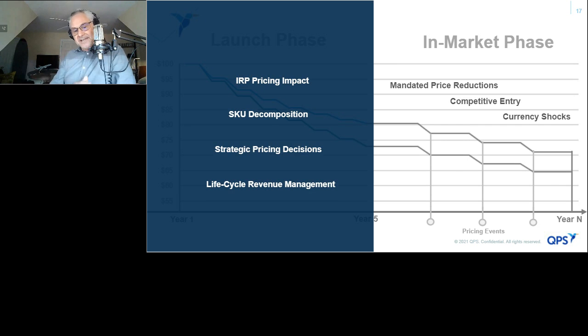Now, during this phase, the market access global pricing teams are starting to look at trying to model the international reference pricing impact. But it gets much more complicated because we do have, at this stage, so many different SKUs in the market, different sizes of tablets, different indications, and different pricing metrics that affect the in-market phase.